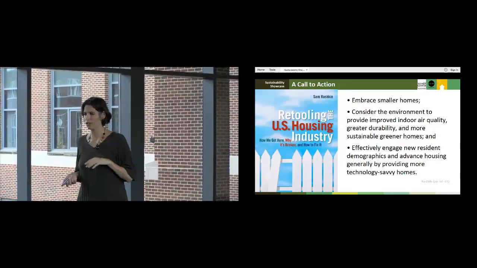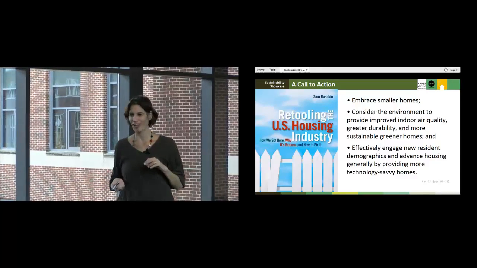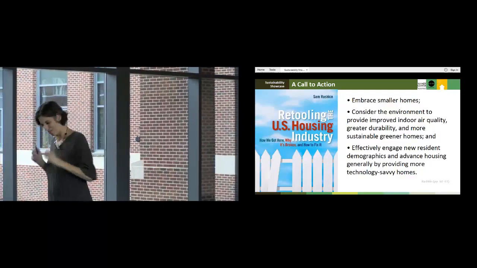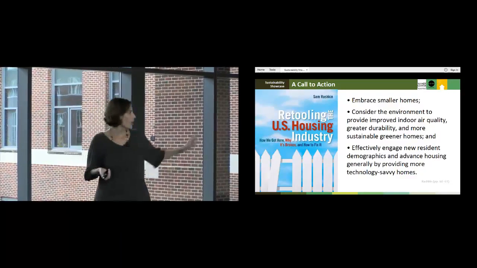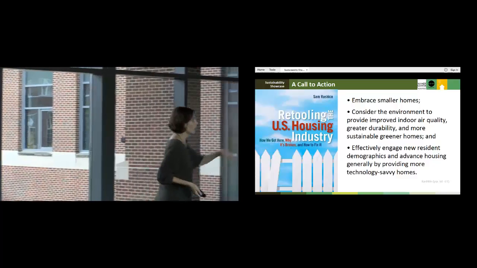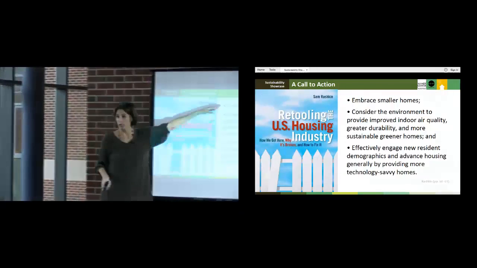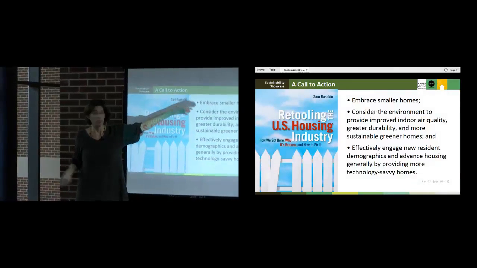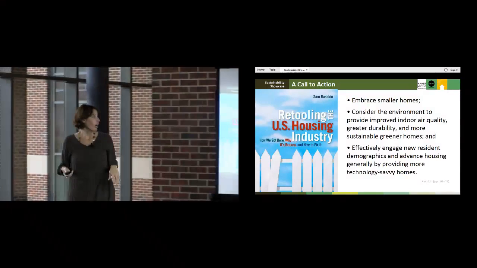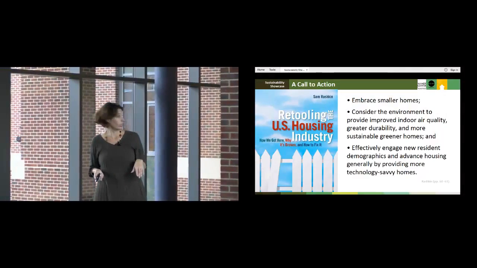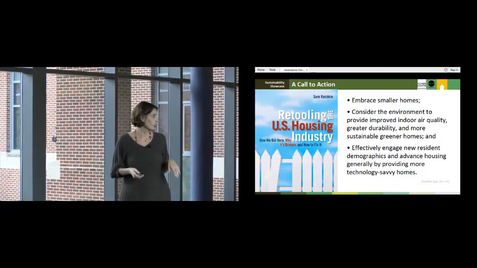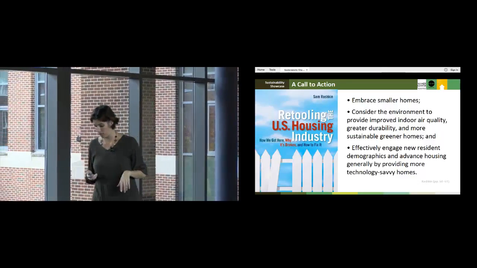It's a little sloppy. There's a couple things in there that are not quite right. I think they're typos, so just be aware as you're reading. But it does put together the big picture and get into some of the specifics for you. But what I'd like to concentrate on a little bit is embracing smaller homes for hopefully the reasons I outlined, considering the environment to provide improved air quality, greater durability, and more sustainable, greener homes, and effectively engaging new resident demographics and advancing housing in general by providing technology-savvy homes.